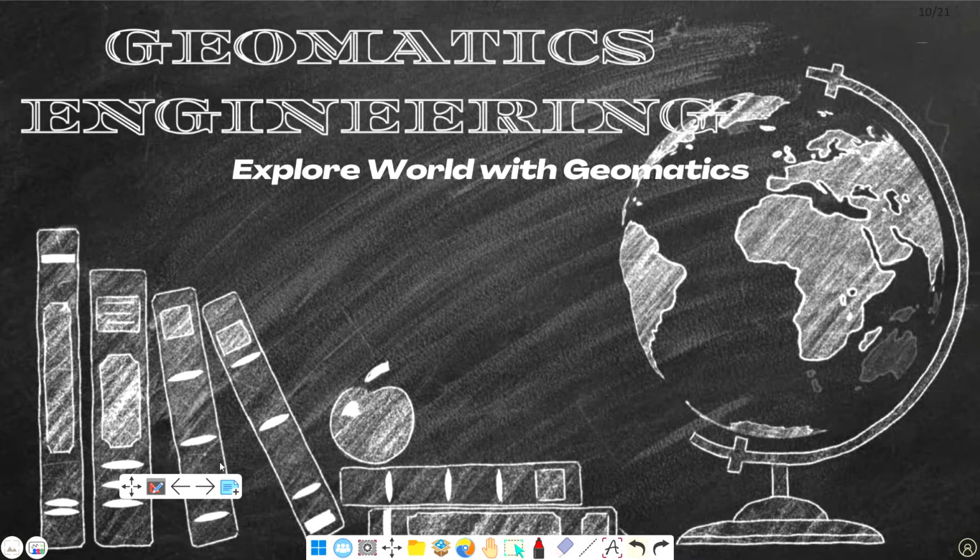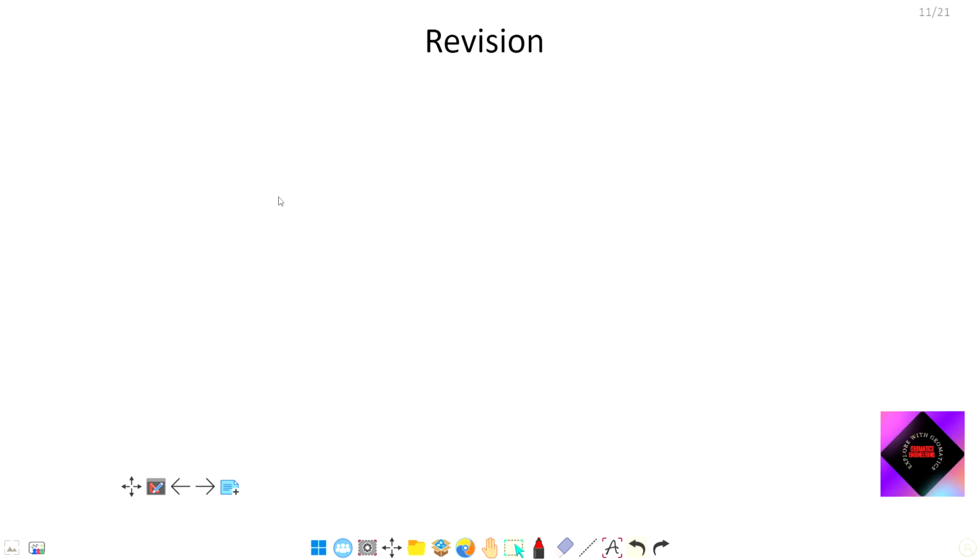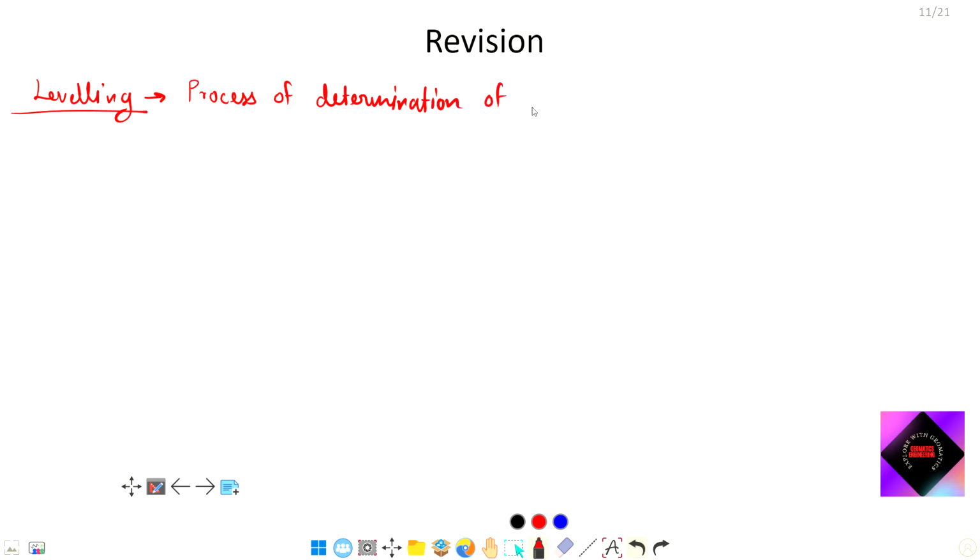So till now, we have studied what is leveling. Leveling means the process of determination of elevation of any point. Determination of elevation of any point is called leveling. Okay. Elevation is called level. I am just doing it in short because it is a revision.